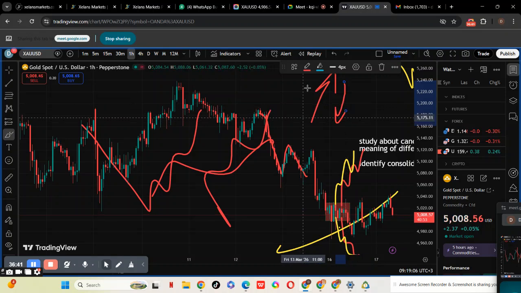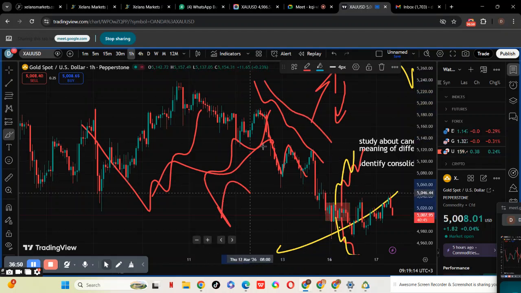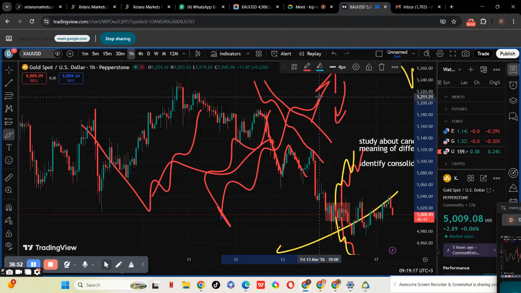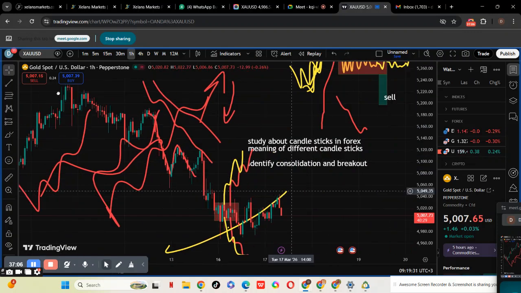Okay, so we follow the trend. So kama market inaenda chini, we place a sell, we follow that trend. Kama market inapanda juu, we follow the same trend, tunapanda nayo. So we don't say, let me wait for the market to go up so that I can sell. Let me buy.